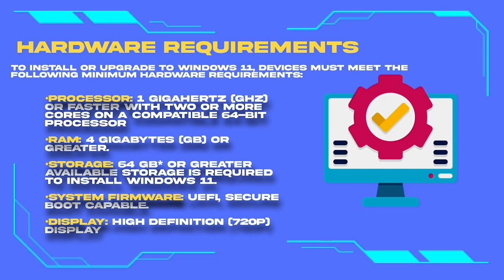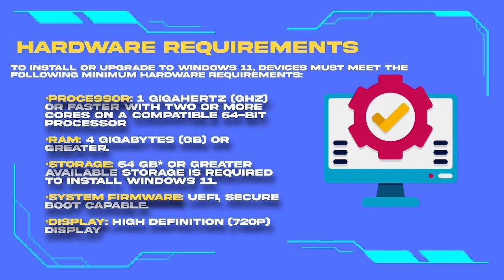Second, RAM. Your device must have 4 gigabytes of RAM or greater. Storage, 64 GB or greater available storage is required to install Windows 11. Extra storage space might be required to download updates and enable specific features. Graphics card, compatible with DirectX 12 or later, with a WDDM 2.0 driver.